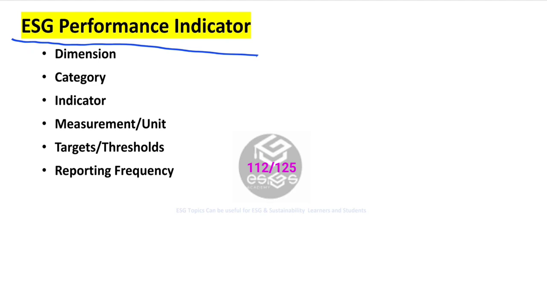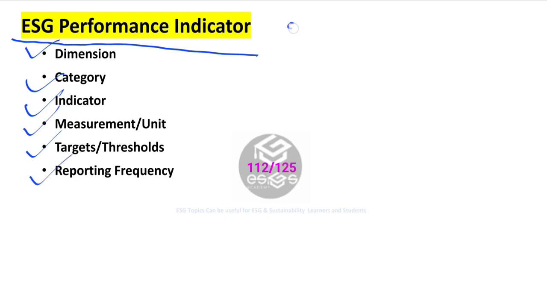Let's first of all see the template. What template of the table actually? What factors we consider there, like dimension, ESG dimensions, categories, indicators, measuring units, targets and threshold limits, and reporting frequency.